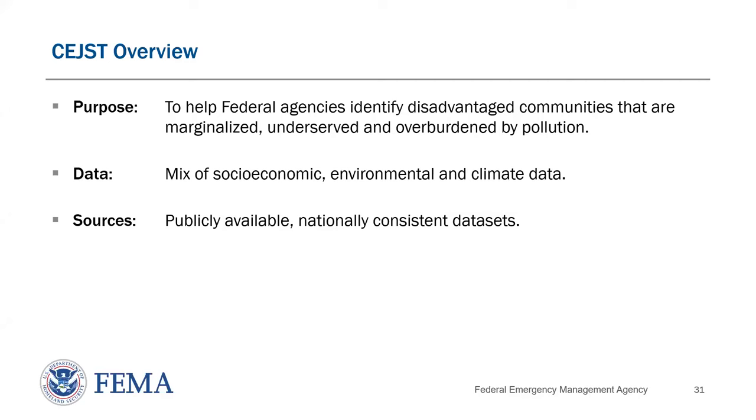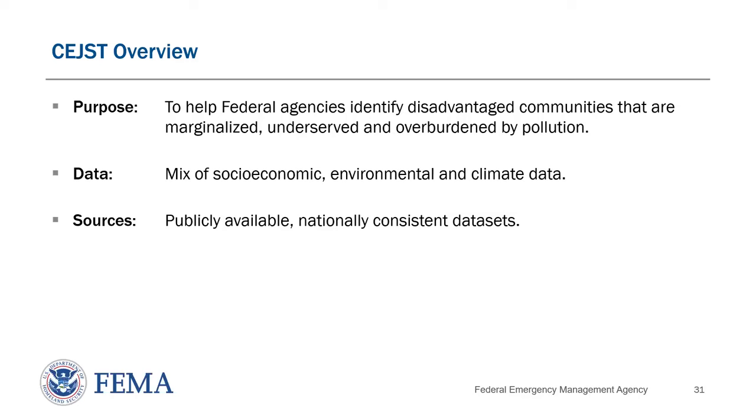The tool has an interactive map and uses data sets that are indicators of burdens across eight categories. So the categories include climate change, energy, health, housing, legacy pollution, transportation, water and wastewater, and workforce development. The tool uses this information to then identify communities that are experiencing these burdens.